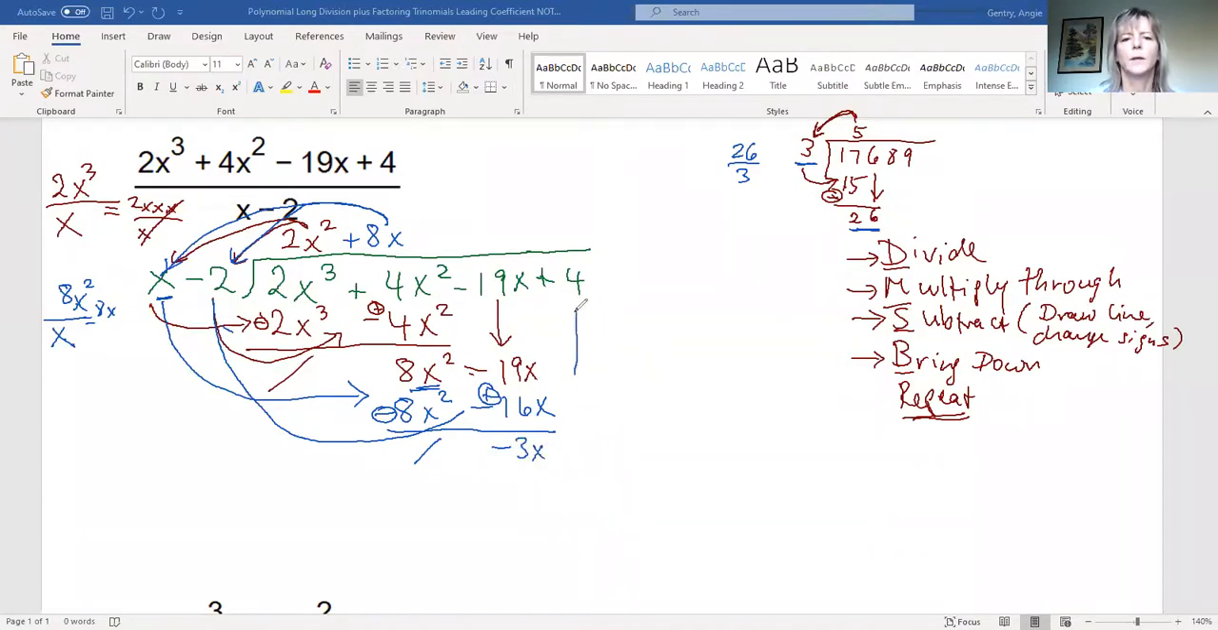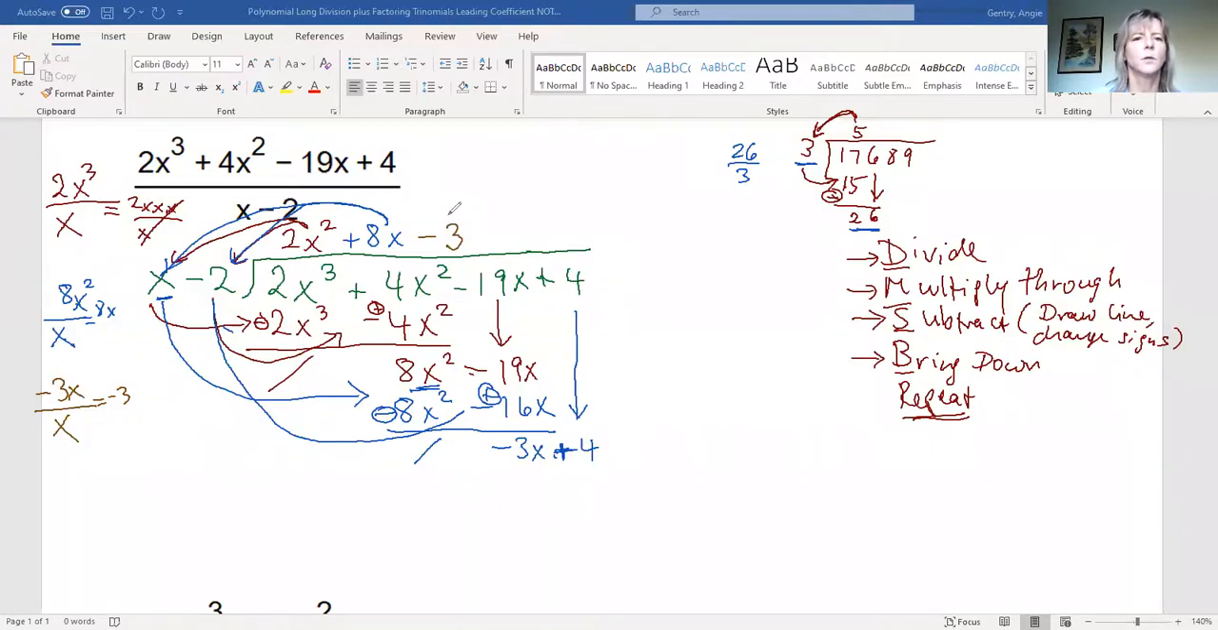So now you bring down that 4 plus 4. And then we're going to use another color. So we start over again. What do we want? Brown. So what's our next question? X goes into negative 3x how many times? So just a second, I'm going to get rid of those. My next question is x goes into negative 3x how many times? The x's cancel and you get a negative 3, right? So you put that up here. The result always goes to the top.